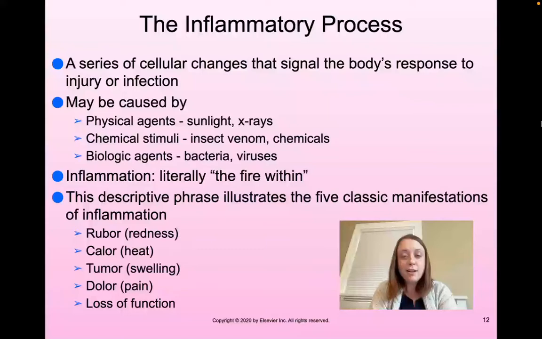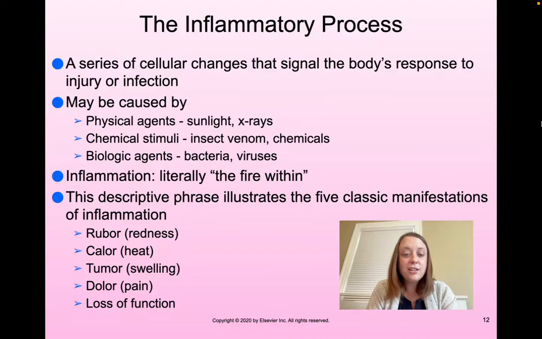So, the inflammatory process is the process that the body goes through as a response to injury or to infection. It's a whole series of cellular changes. Inflammation can be caused by a bunch of different things. It can be caused by physical agents, like sunburn or x-rays. It can be caused by chemical stimuli, chemical damage to tissue, like insect venom or bee stings. It can be caused by biologic agents, so infection by bacteria or viruses. Any of these things can start the inflammatory process going.